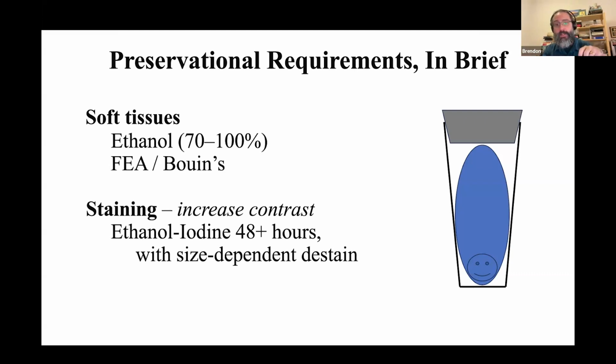You dunk the specimen in there for 48 something hours. You take it out and then do a series of washes in whatever ethanol concentration you had, and that destains it. That way you get clearer contrast. If you don't destain, you're going to lose a lot of information.